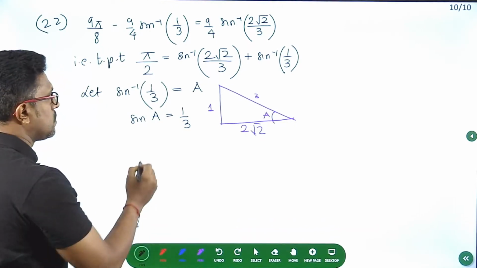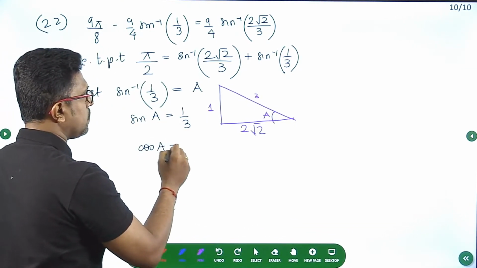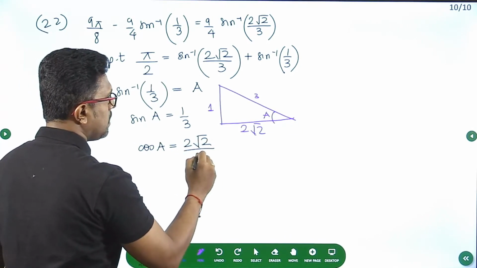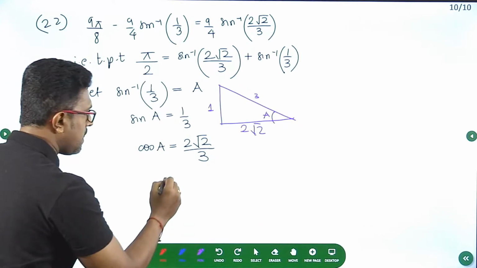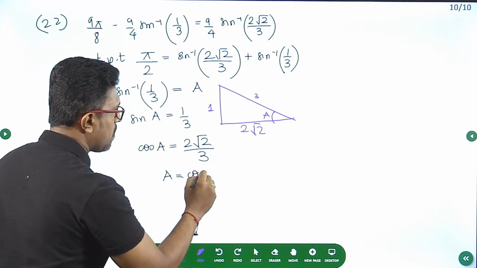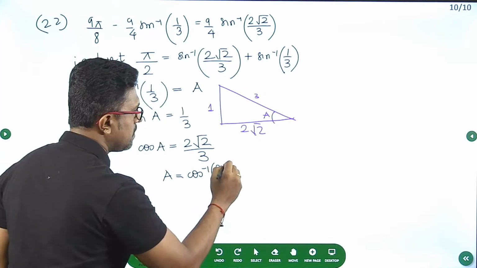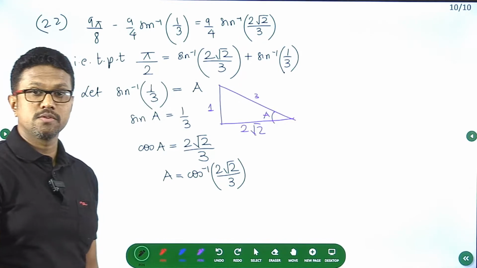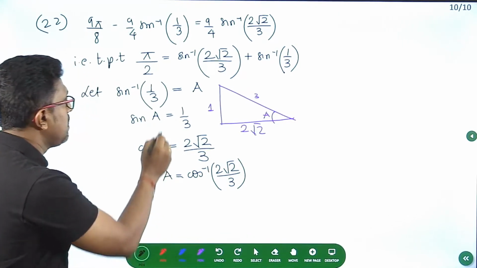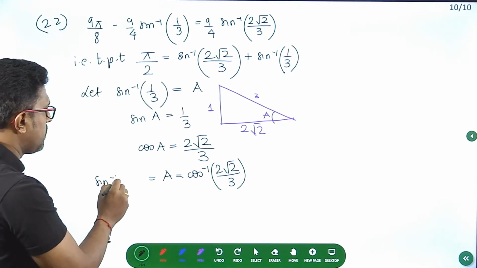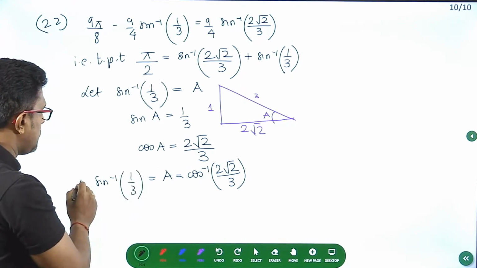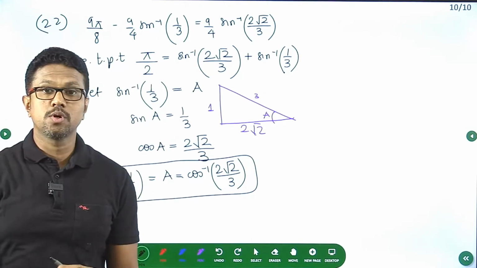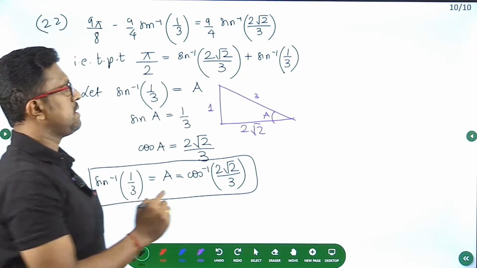I wanted to convert this into cos. So I can say cos A is equal to adjacent side upon the hypotenuse. So that is 2 root 2 upon 3. So what is A then? A will be cos inverse of 2 root 2 upon 3. So this is the A value. But A was actually sine inverse of 1 by 3 as well. So I can say, therefore, sine inverse of 1 by 3 can now be converted into cos inverse of 2 root 2 by 3. तो इस तरीके से हम लोग इसको change करके लिख सकते हैं.